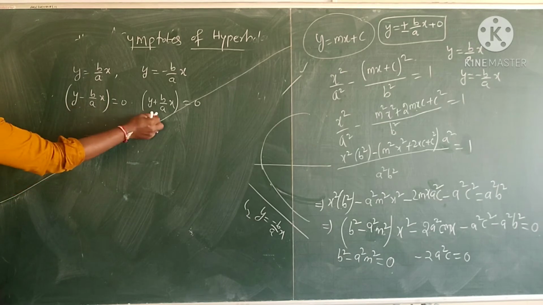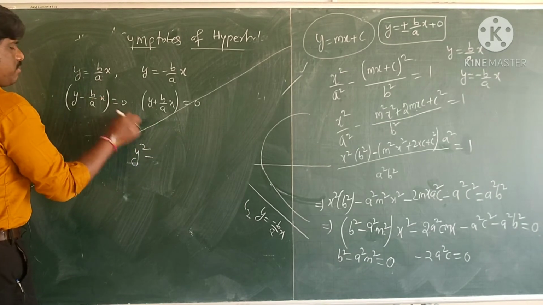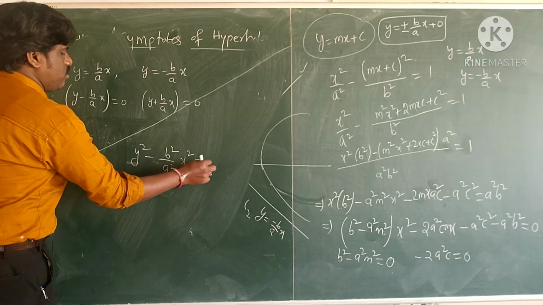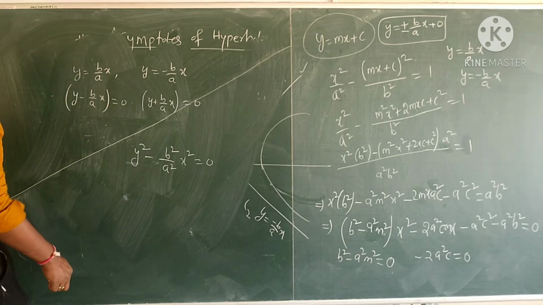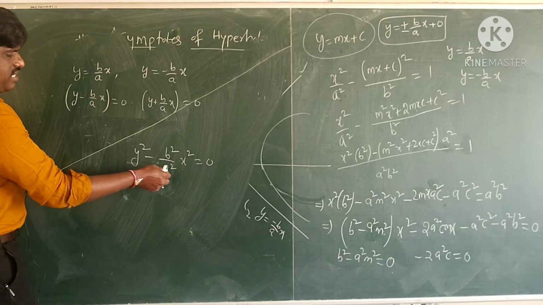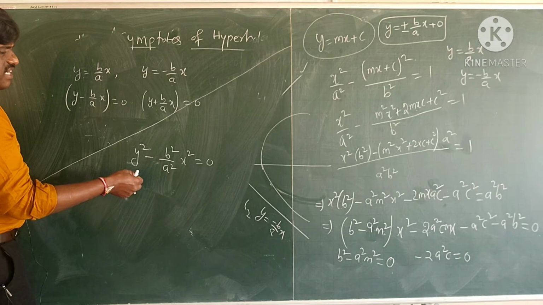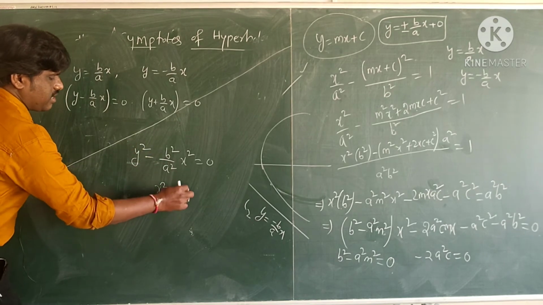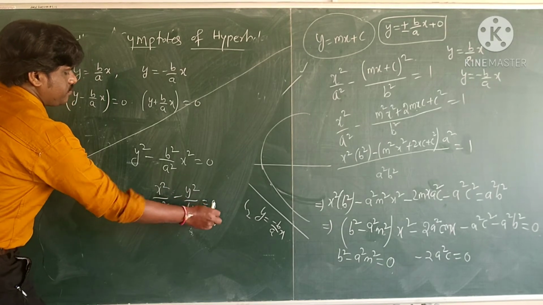If I multiply these both, a plus b into a minus b, so I get y square minus b square by a square into x square is equal to 0. So here I can divide by a square b square. If I divide by a square b square, b square cancels, so I get x square by a square minus y square by b square is equal to 0.